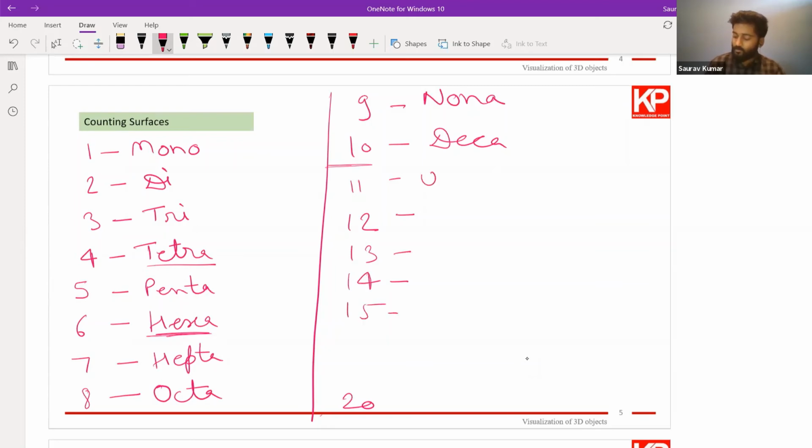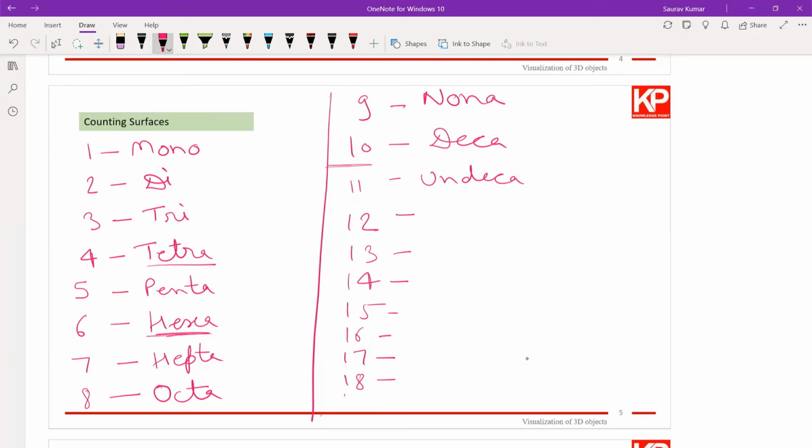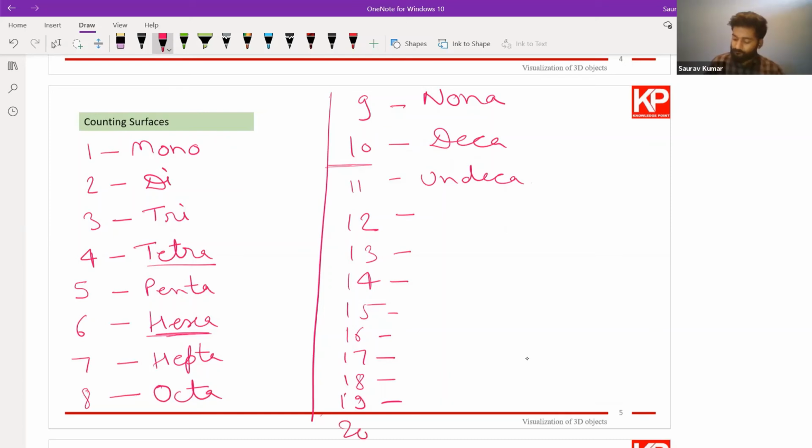Okay, let me tell you about 11. Now tell me about 12. You can think of it as if the counting started again. It would be dodeca. So if there is any 3D object having 12 faces, that would be a dodecahedron.